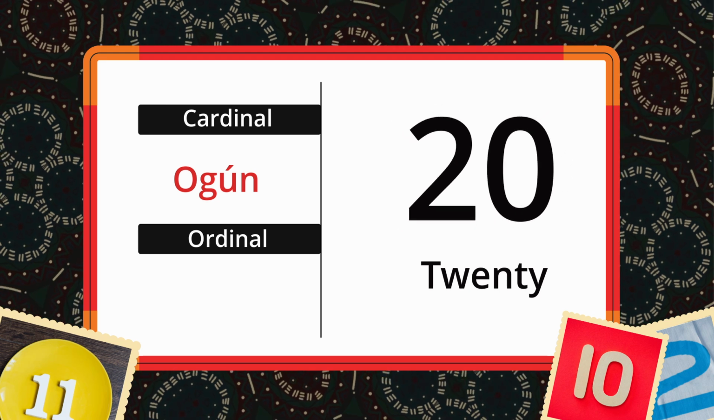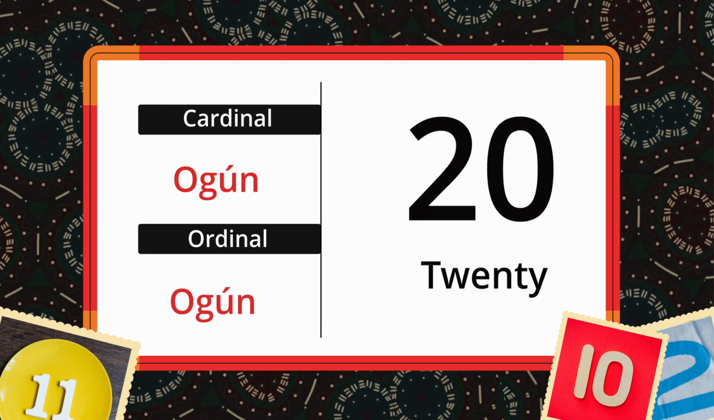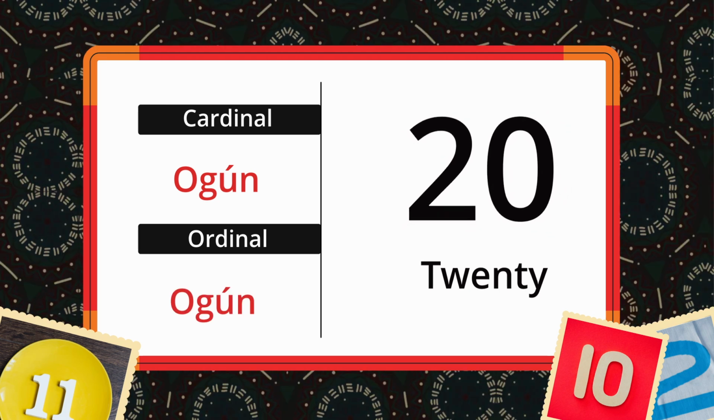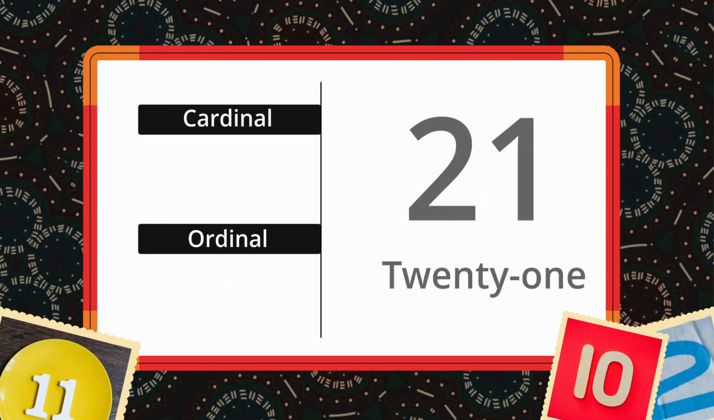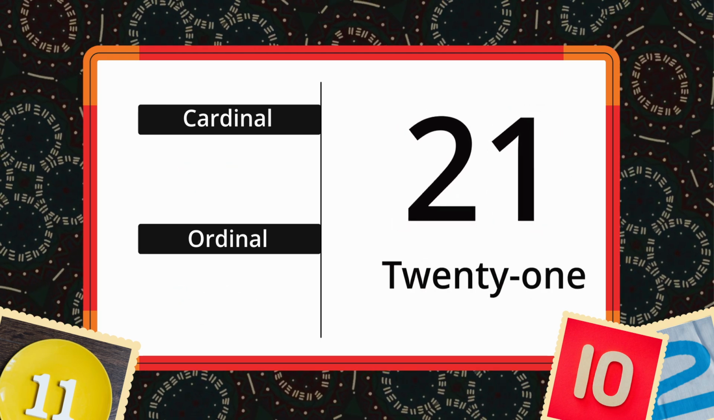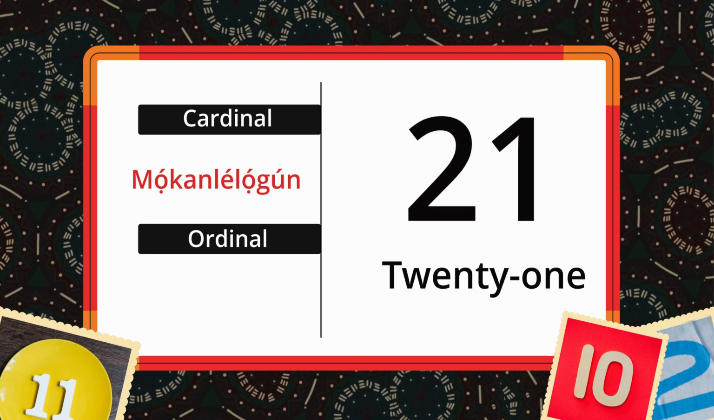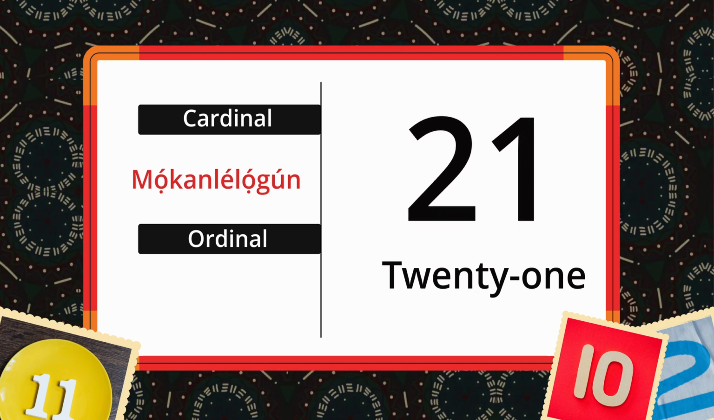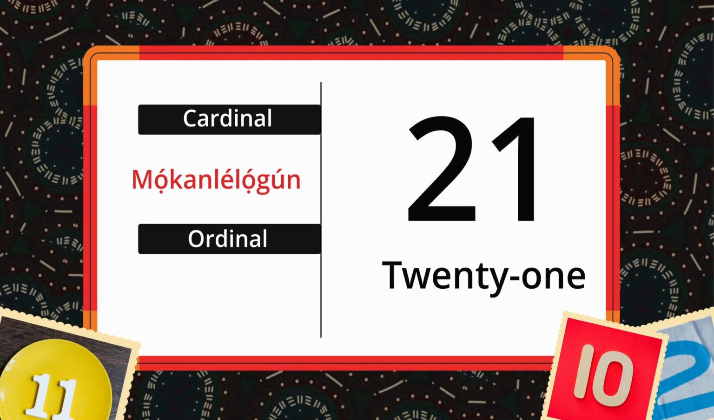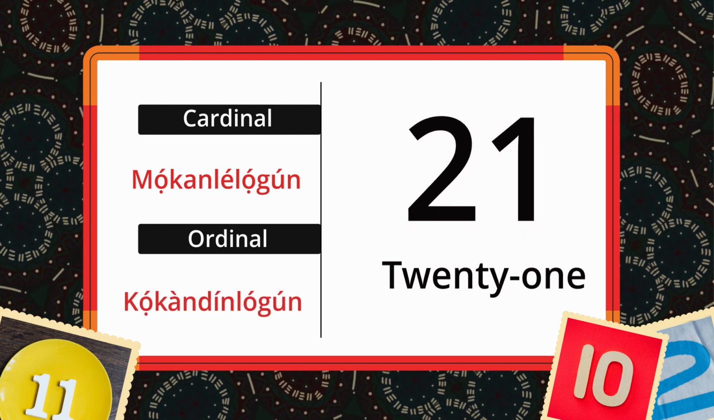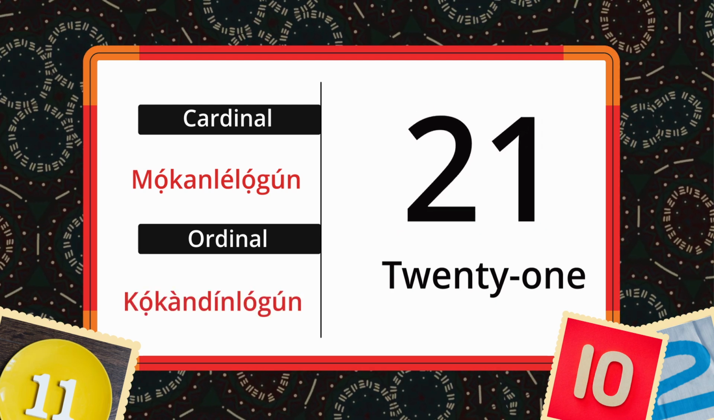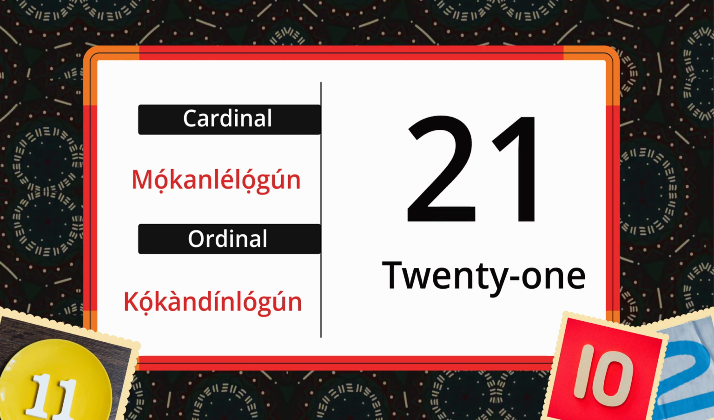Both in sequence form and in ordinal form is ogún. We call it ogún in Yoruba. So 21, mọ́kànlélógún, mọ́kànlélógún. You can also say kọkànlélógún, kọkànlélógún.